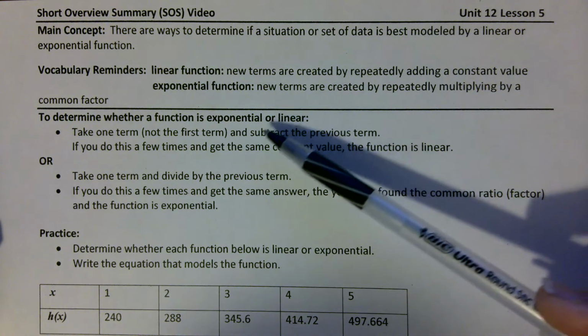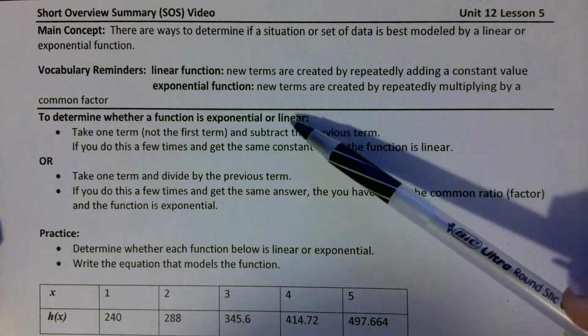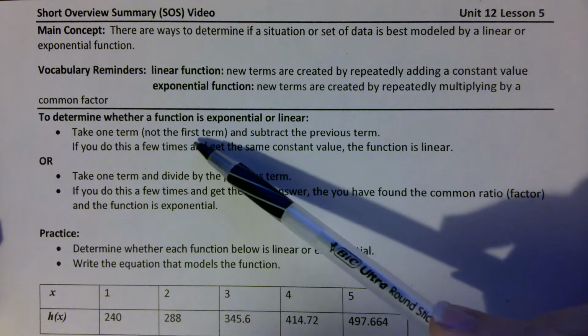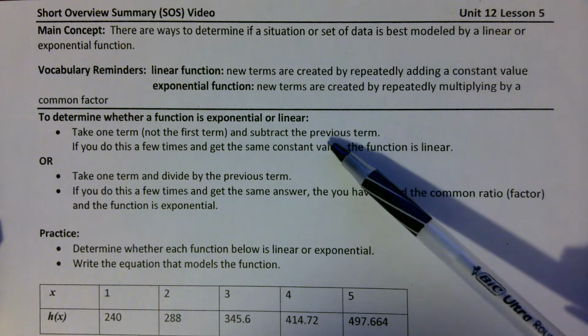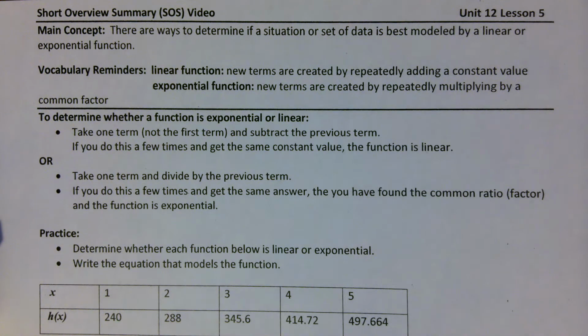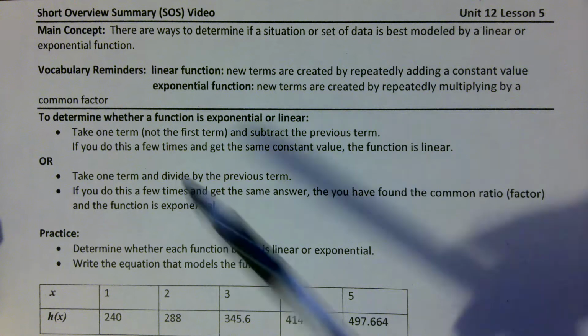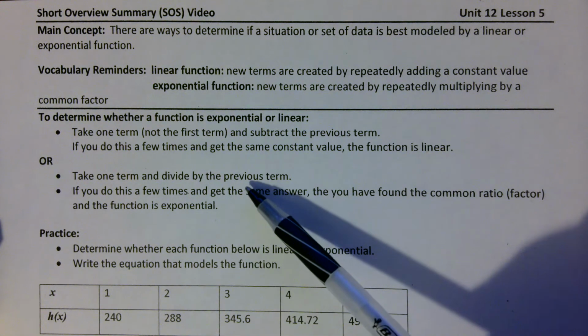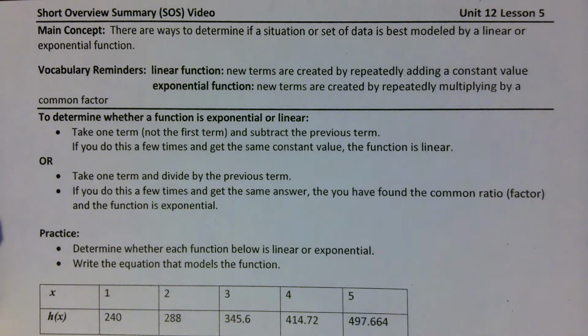So if I want to determine if a function is exponential or linear, I'm going to take one term, just remember, not the first term, and subtract the previous term. If I do this a few times and get the same constant value, the function is linear because I have found the common difference. If that doesn't work, you can take one term and divide by the previous term. If you do that a few times and get the same result, then you have found the common ratio, the factor, and the function is exponential.